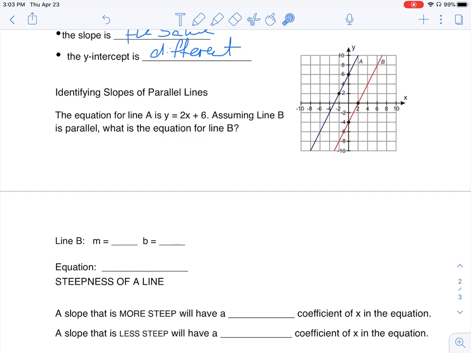Well, for line B, I know that the slope is 2 here, the slope has to be 2. And then what is my y-intercept? Well, I simply look at this line and identify where the line touches the y-axis. In this case, it is negative 4. So the equation of this line is y equals 2x minus 4.